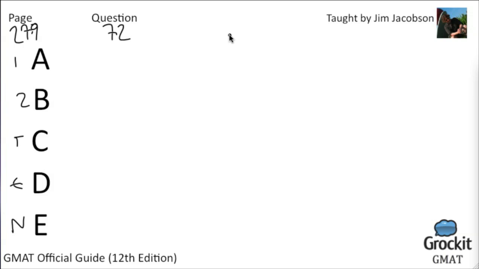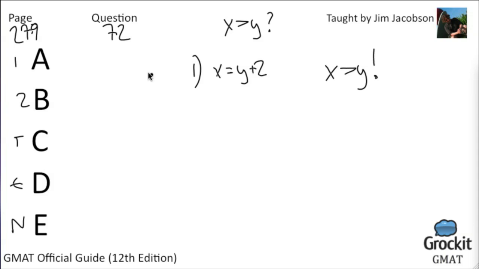Okay, is x greater than y? A good question. With no other information, we have to hit the statements. Statement 1: x equals y plus 2. What this tells us is that we add 2 to y to get x, which means that by definition x is 2 more than y, therefore x is greater than y. So this one is flat out sufficient. We can cross off B, C, and E just from that first statement.